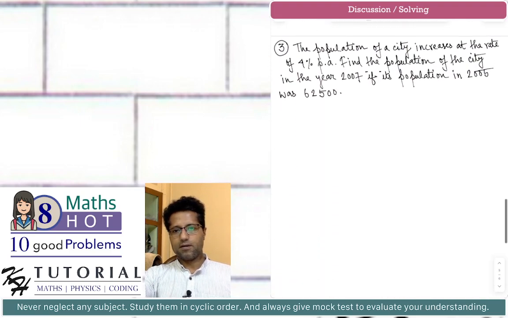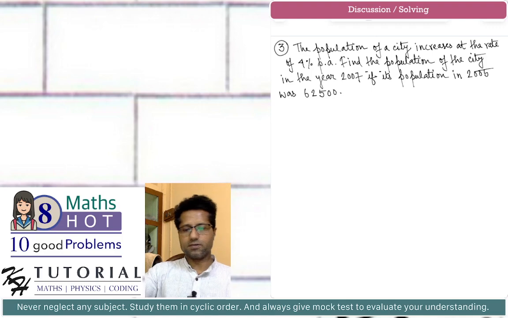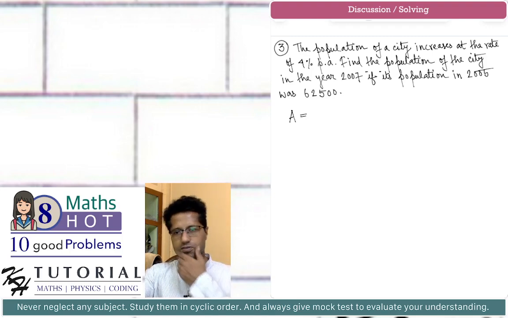This is regarding the population. So it says that the population of a city increases at the rate of 4% per annum. Find the population of the city in the year 2007 if its population in 2005 was 62500. So this is regarding increase or growth of population based on compound interest. So the formula used will be similar to the formula for growth or increase of any population based on compound interest.